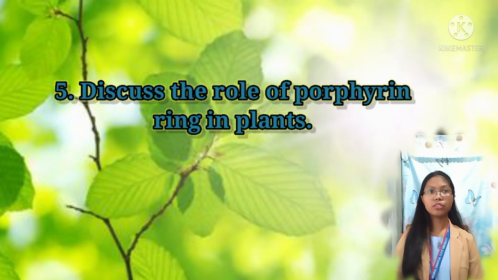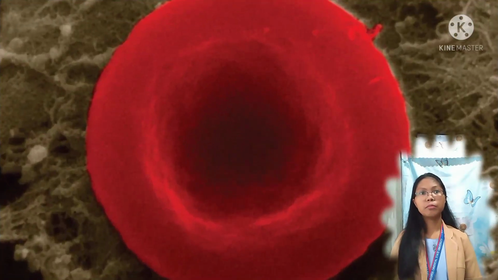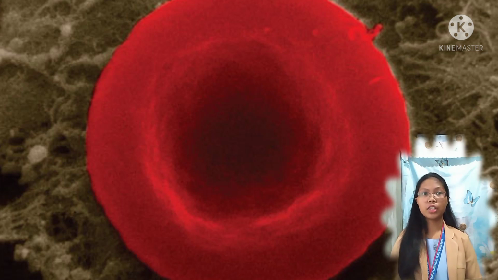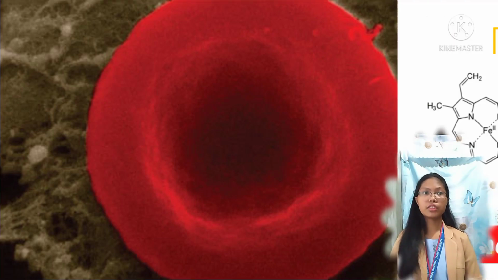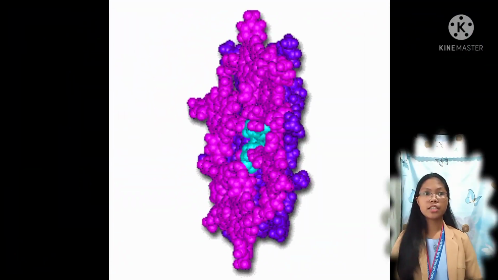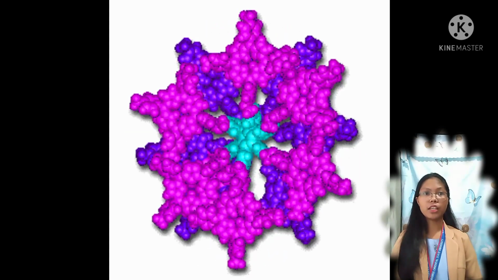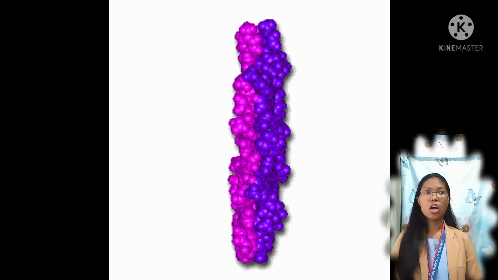Number 5. Discuss the role of porphyrin ring in plants. A porphyrin is a large ring molecule consisting of 4 pyrroles, which are smaller rings made from 4 carbons and 1 nitrogen. These pyrrole molecules are connected together through a series of single and double bonds, which form the molecule into a large ring. The technical name of 4 pyrroles connected together is a tetrapyrrole. The ring is flat in shape, and the distribution of electrons is fairly equal around the circumference of the ring.